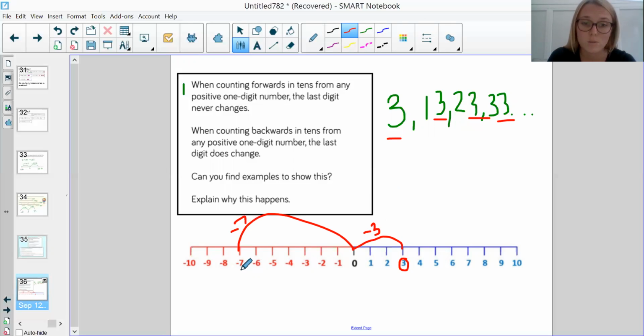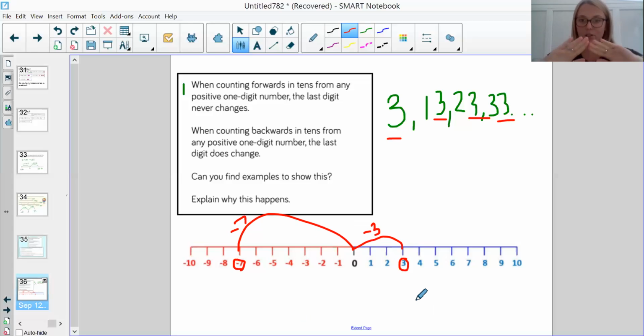Okay, so you'll notice already by jumping back one lot of 10, we have changed the ones digit from a 3 to a 7, okay? If we then subtracted 10 again from -7, we would get to -17. And then from then on, we would have the ones digit to be a 7.